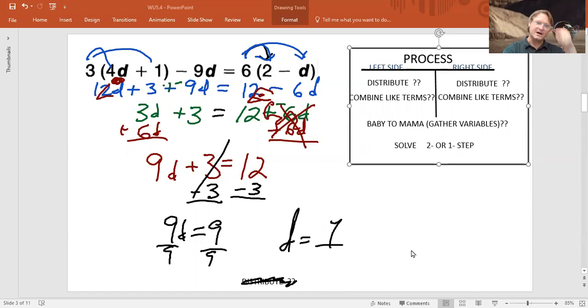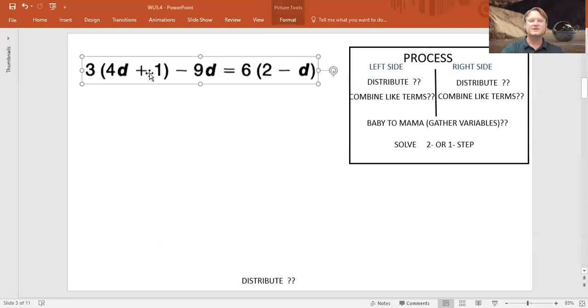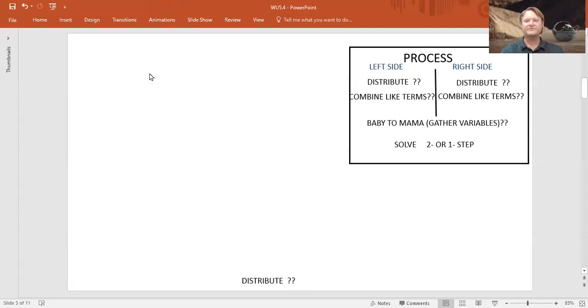So I'm going to leave this process up here. I think I'll put up another equation that I would like for you to solve. And I think you're going to find that this is not that complicated. All right, great. Let's do another one.